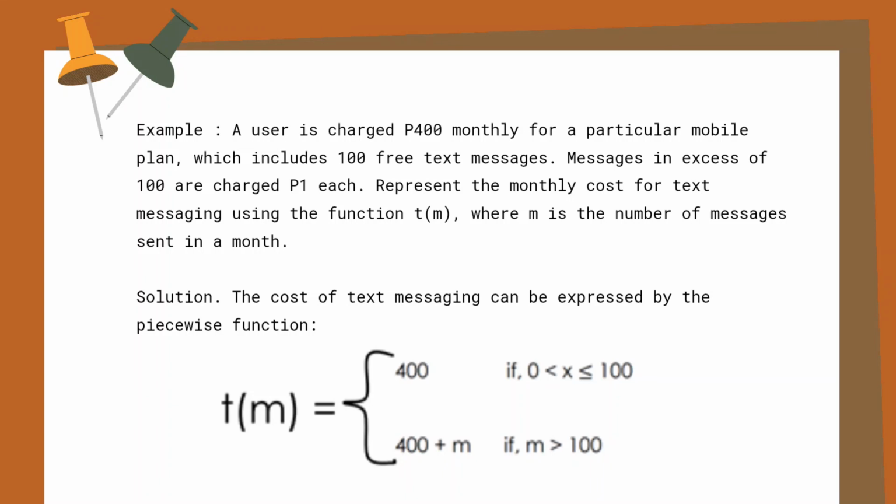If the user sent 100 or fewer messages, then the user will only pay 400 pesos. But if the user exceeded 100 messages in a month, then each message will be charged 1 peso. Let's say, for example, 120 messages are sent within that month. Since the 100 messages are part of the 400 peso mobile plan, there is an excess of 20 messages. And each message will be charged 1 peso. So the excess messages is equivalent to 20 pesos. If you add all of those together, then the user will pay 420 pesos for that particular month.